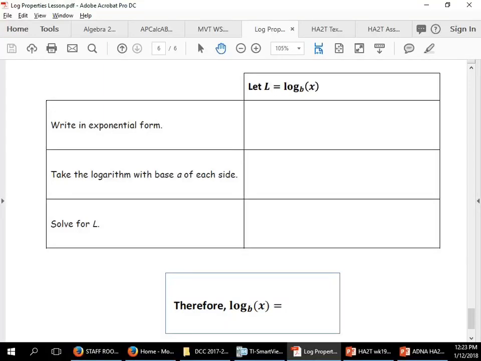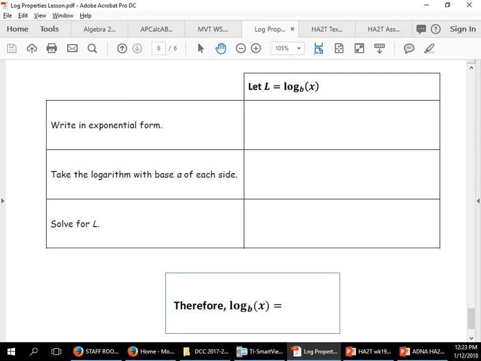Now, in order to prove the change of base thing, we're going to start out with this log equation right here. The first thing we've got to do is write it in exponential form. So if you know how to read a log, this is what you would say: what power of b is x? Well, what power of b is x? Do you guys know? L.